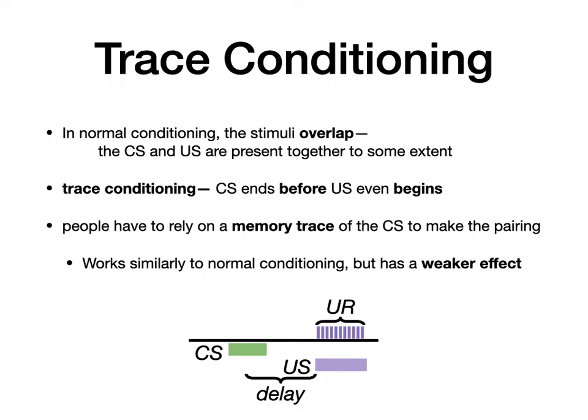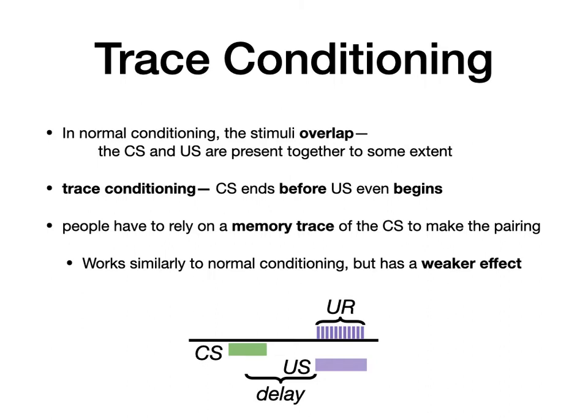But trace conditioning is where you can use it as a signal instead. The bell can signal food, right? And people have to rely on a memory trace of this conditioned stimulus to make the pairing. It works similarly to normal conditioning, but it's a little bit weaker. So the stimuli are never presented together, but you can actually still form the association. So contiguity is not strictly necessary. The things don't have to overlap perfectly, though they do still have to, in a sense, be nearby, right?